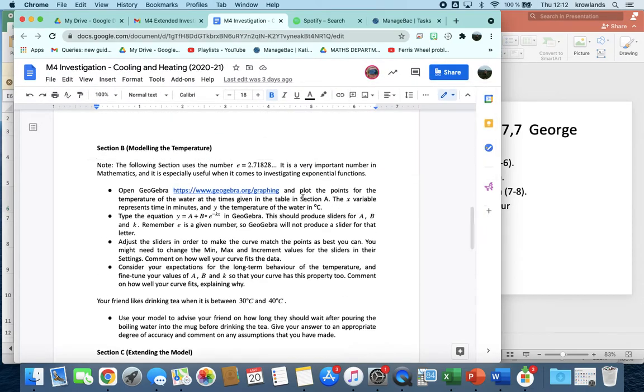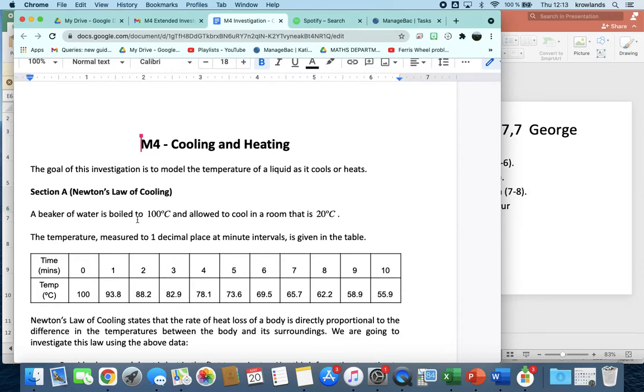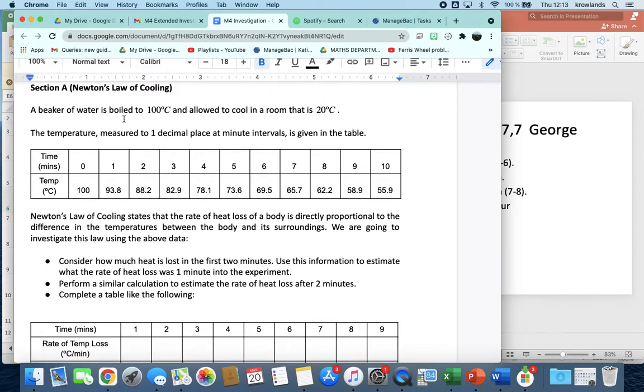Section A is probably the most challenging part of it, so let's have a look. It's to do with the temperature of a beaker or a body. And this is the time at 0, 1, 2, 3, 4, 5, 6. So these different times, it has these different temperatures.